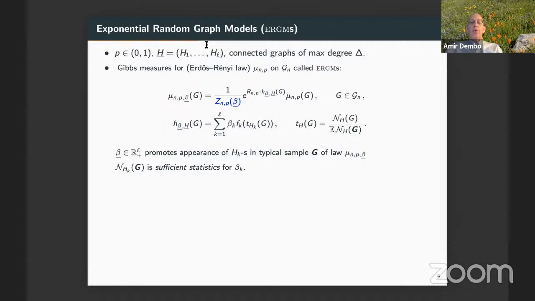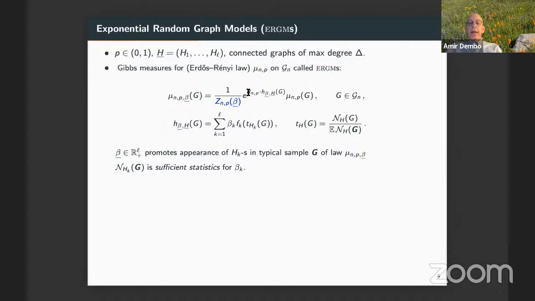exponential random graph models. Exponential random graph models consist of a Gibbs measure, a special Gibbs measure, where the reference is an Erdos-Renyi graph. What we are doing, we are choosing a graph or edges at random, but then we weight them according to a Hamiltonian, which appears here in the exponent, creating a Gibbs measure, which we always normalize by 1 over Z in order to make sure it's a probability measure.